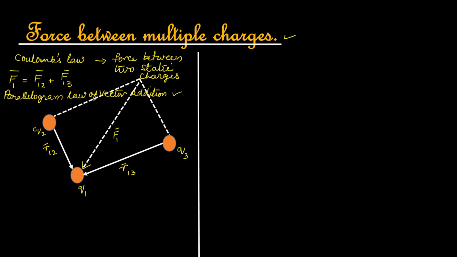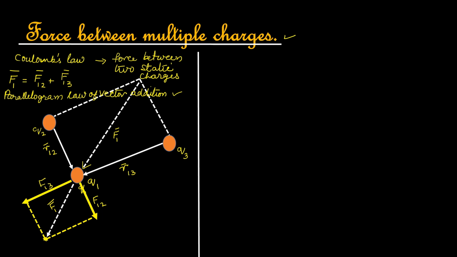We will extend the diagram and represent the direction of F12 and F13. This is the direction of F13. This is the direction of F12. Let us complete the parallelogram. This is the diagonal which is F1, the resultant. Even in the beginning, I said that we are considering three like charges. From the diagram, you can understand the direction of the resultant force F1 suggests repulsion. We know like charges repel.